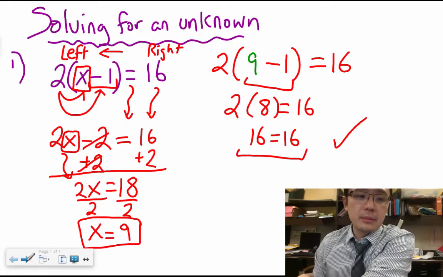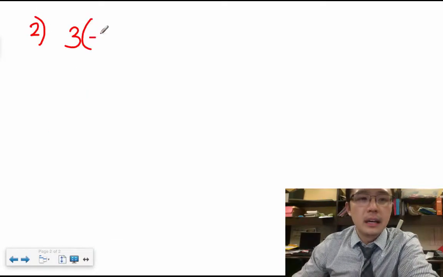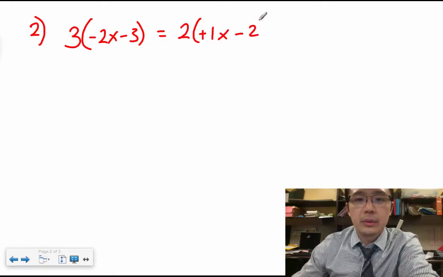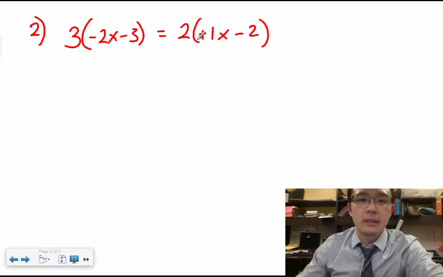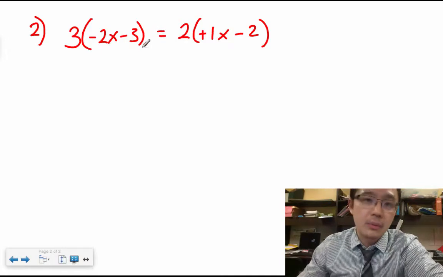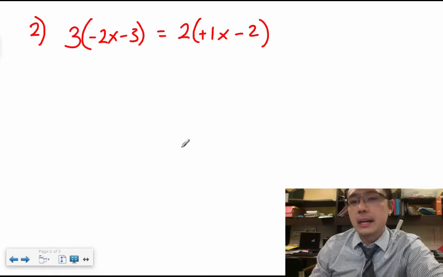Let's do one with a bracket on both sides. So let's try 3 times, I don't know, 2x minus 3. Hopefully we'll get some nice numbers. 2 times let's do positive 1x minus 2. So you notice that I have all these parentheses, and it's an equation because it's separated by the equal sign.